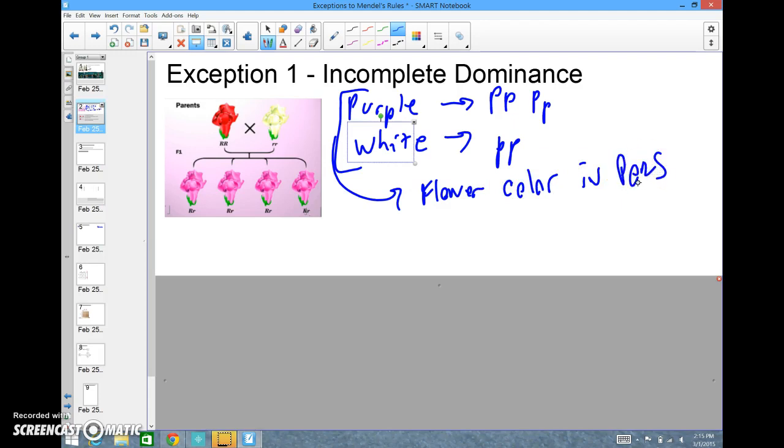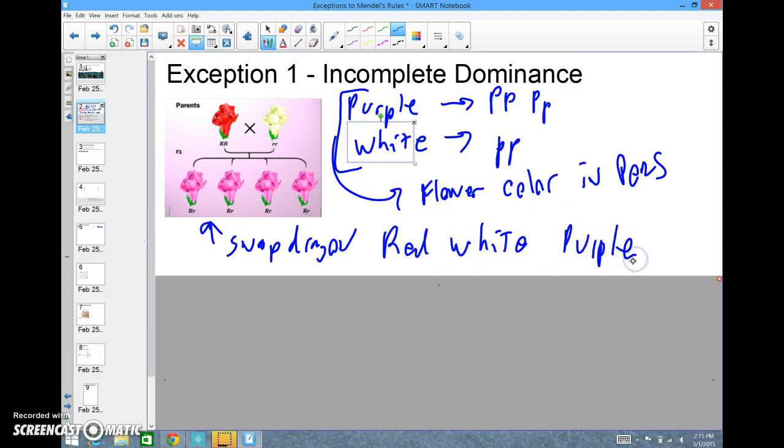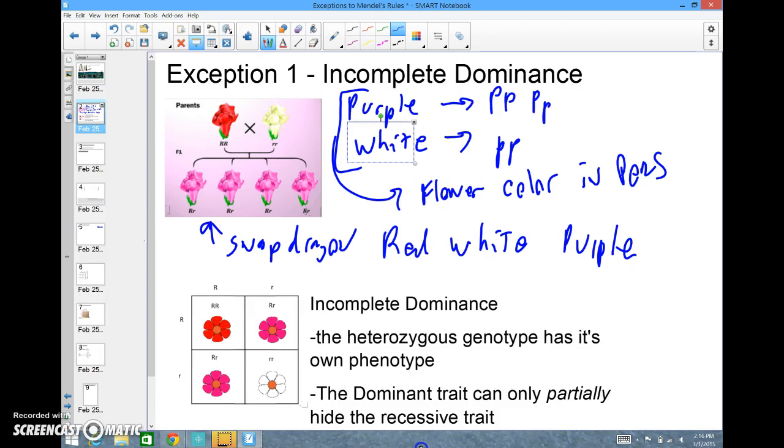But that's not the only way that flower color can be done. Over here, you have a type of flower known as a snapdragon. And what you see is that snapdragons can be red, they can be white, or they can be purple. And what's interesting here is, when it comes to the peas, it was purple or white, and your genotype only could give you one of those colors. Whereas here, with the snapdragons, it's red, white, or purple. And so there has to be a way for your genotype to give you those colors.